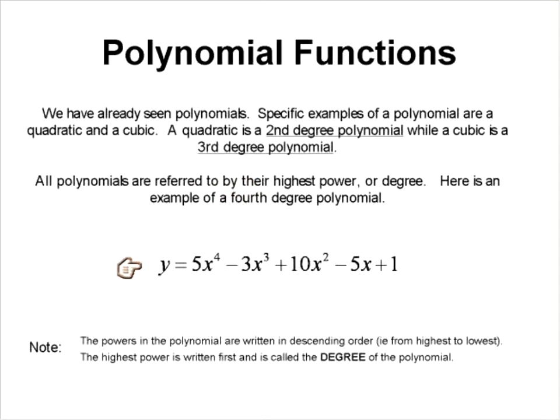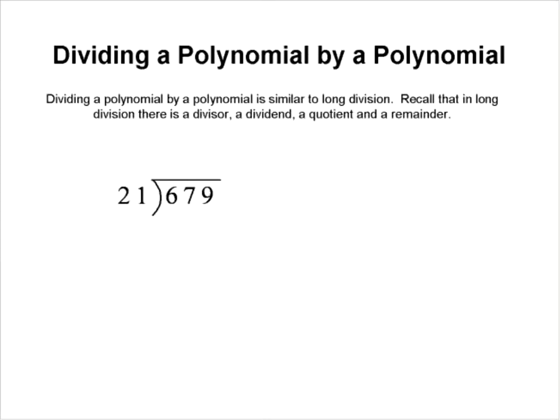So if we look at this example here, this is a fourth degree polynomial because the highest power is x to the fourth. A couple things to note about polynomials is we always write them in descending order, highest to lowest, that is, and the highest power is the degree. So this is a fourth degree polynomial. Now, what we're going to do is look at dividing polynomials.